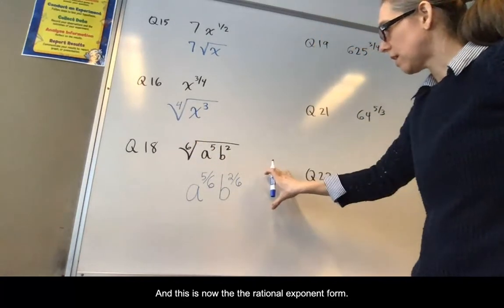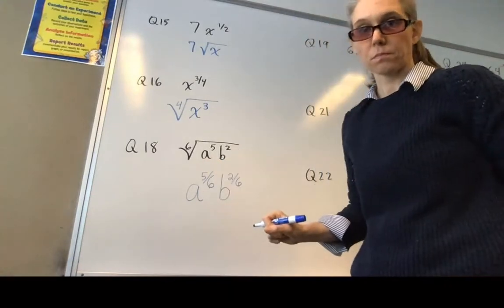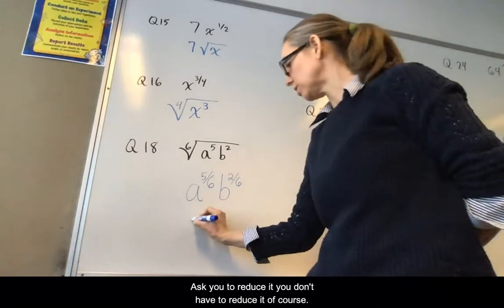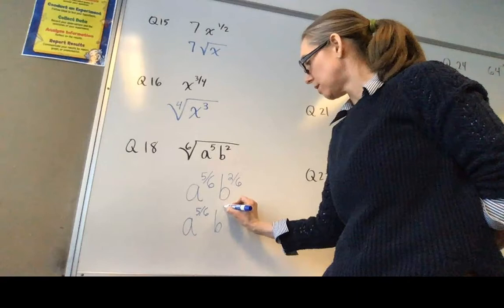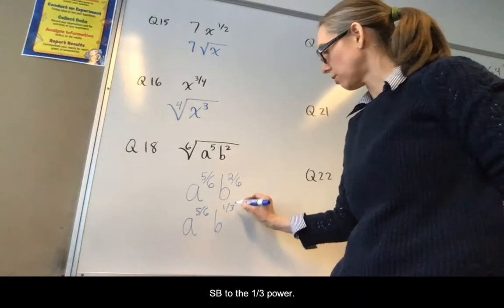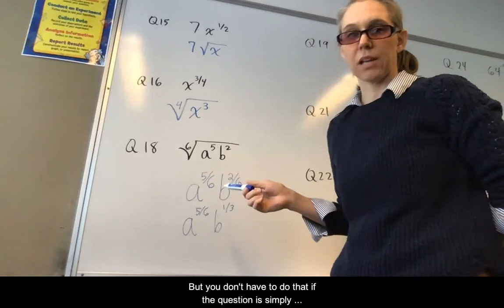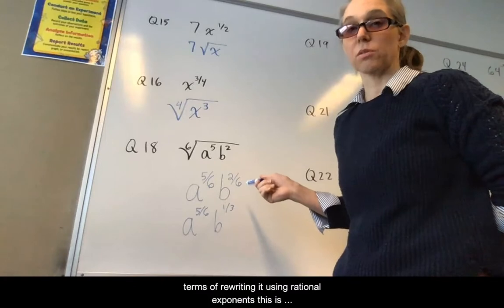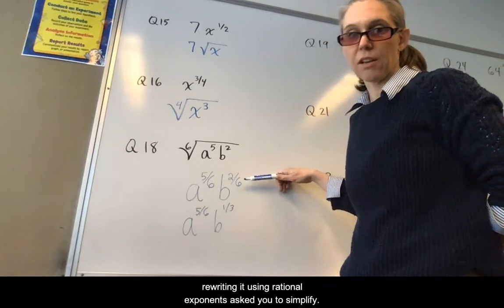And this is now the rational exponent form. Now, if it doesn't ask you to reduce it, you don't have to reduce it. Of course, this can be rewritten as b to the 1/3 power, but you don't have to do that if the question is simply asking you to rewrite it using rational exponents. Then this is rewriting it using rational exponents.